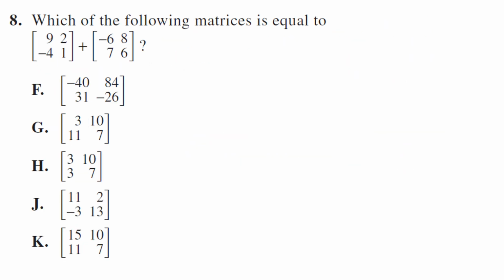Which of the following matrices is equal to this? So if you have a TI-84 calculator, I think you click on alpha zoom and that pulls up the matrices and you can enter them in. This one's faster to just calculate. So when you're adding and subtracting matrices, you just make sure you're doing the same corners. So 9 plus negative 6. So 9 minus 6. And then we have 2 and 8.